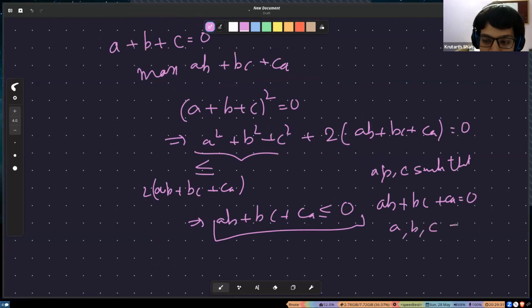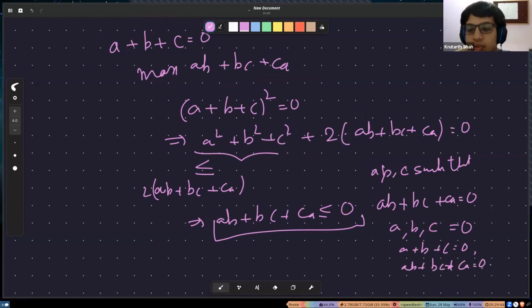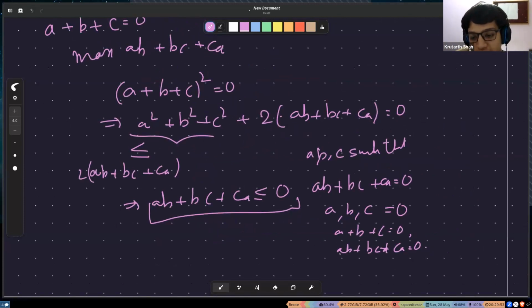So in this case, it's pretty easy to see because setting all of a, b, and c to be equal to 0 satisfies a plus b plus c equals 0 and ab plus bc plus ca equals 0. So yeah, checking the equality case is also important when writing proofs. So again, if you didn't write this, you might lose a mark or something.